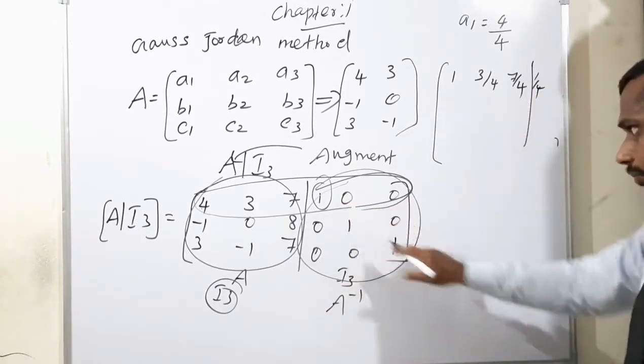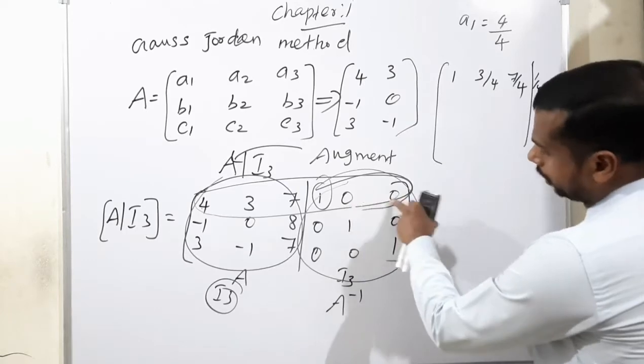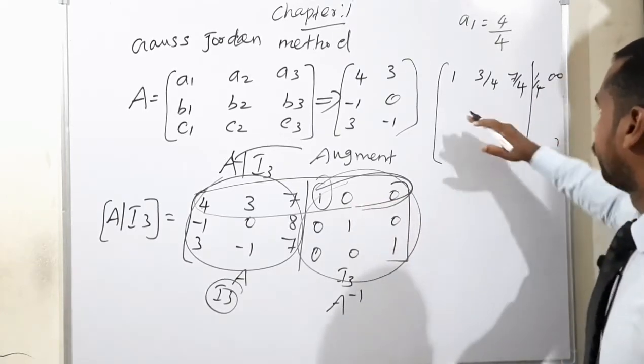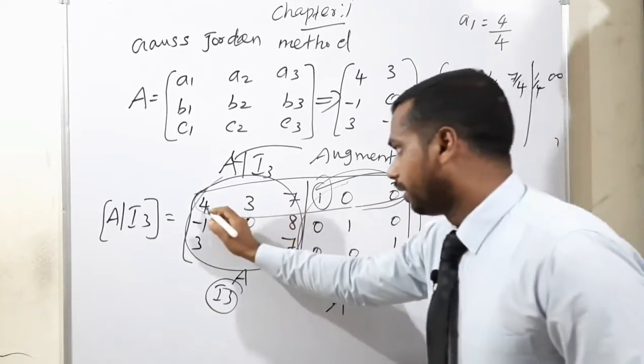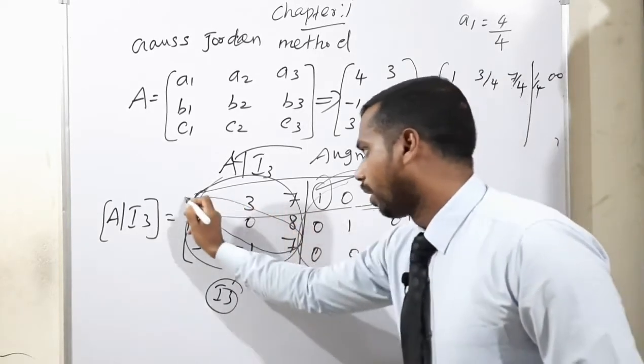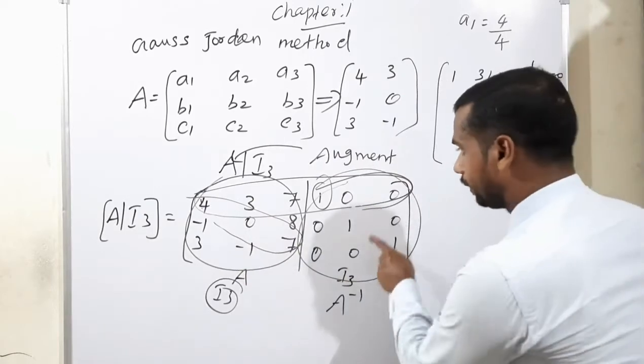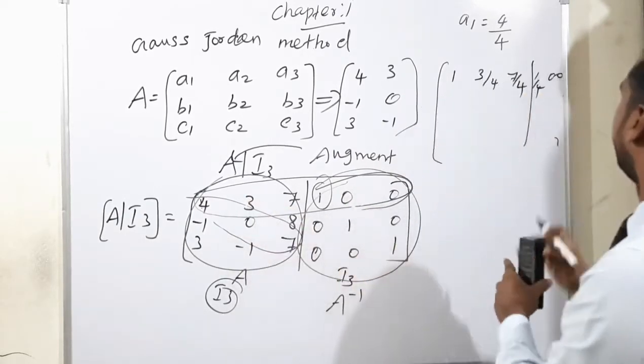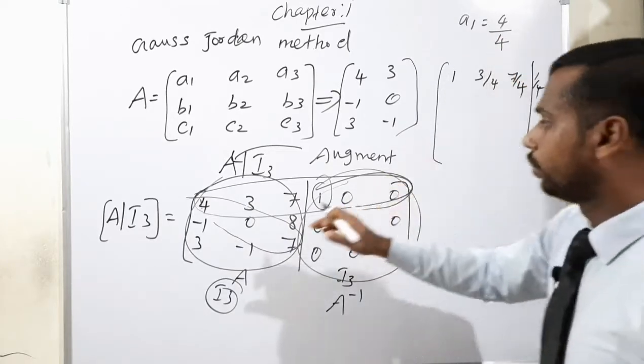Next, the last two entries are definitely 0 and 0. What I am telling you from this concept is that the diagonal term will be 1, and the remaining parts we have to make 0. Okay, A1 is clear. I am moving to the second part.